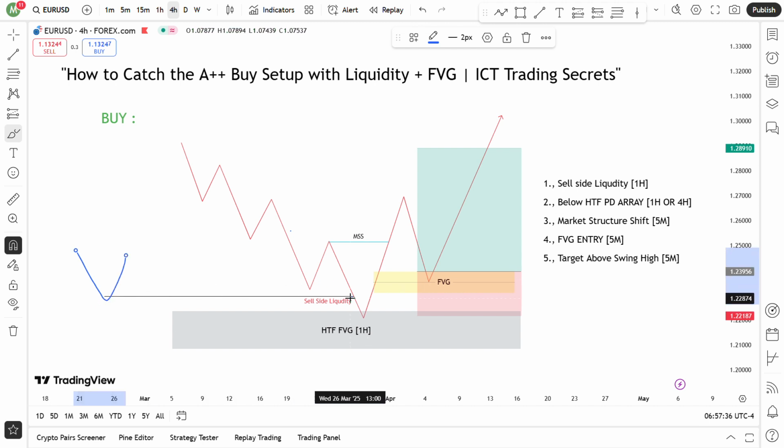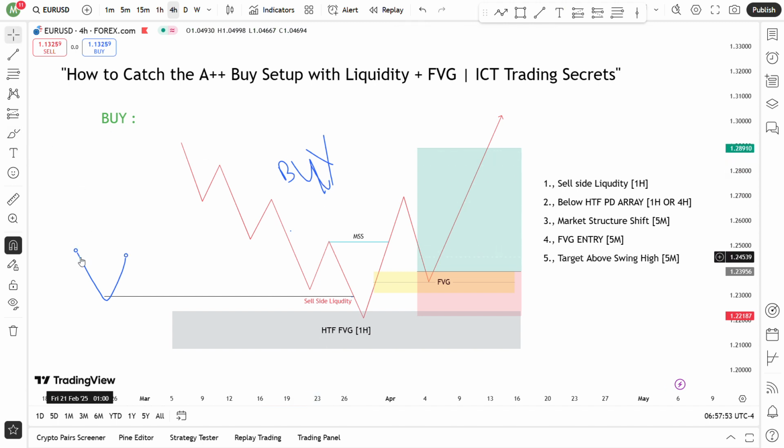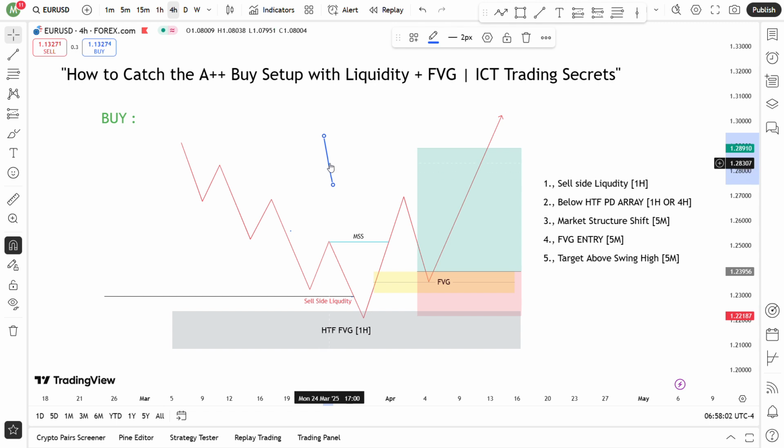When the market breaks out of the sell side liquidity, we are waiting to look for a buy trade. When the sell side liquidity is broken, we are taking a buy trade. Our aim is to take a buy trade. I think you understand. The first step is the market needs to break the sell side liquidity. After that, the market needs to come down to a higher time frame PD array, meaning a fair value gap, order block, or breaker block. Those are known as higher time frame PD arrays.